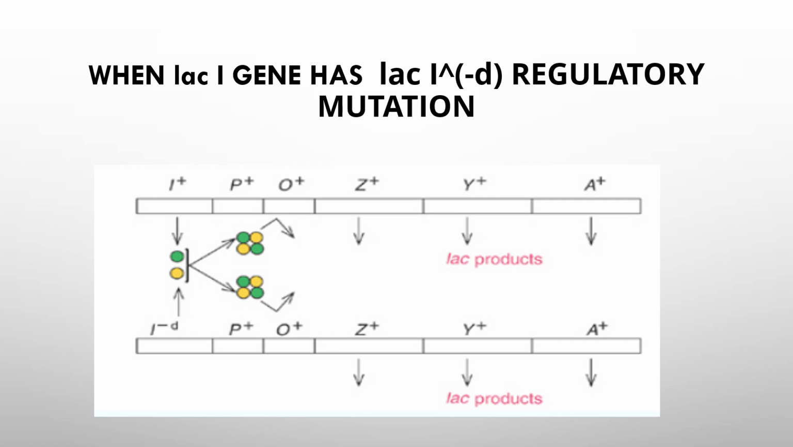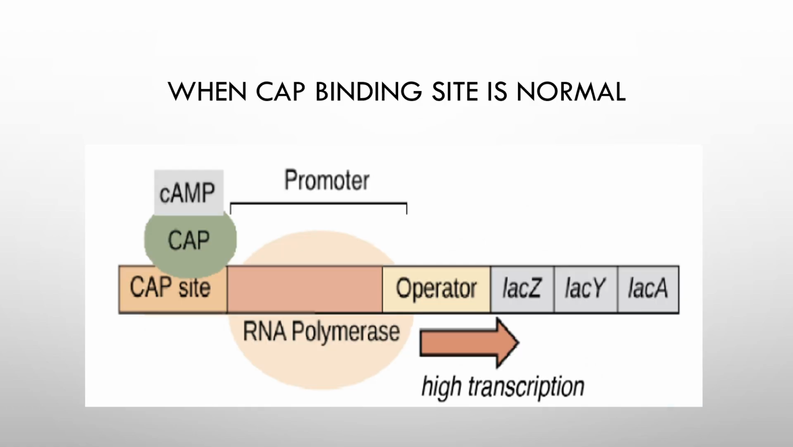Lac I gene, which is having lac I minus D mutation, produces such homotetrameric units which are defective and thus cannot bind the operator, and this is also the case where the transcription continues successfully and constitutively. The CAP binding site may also bear certain mutations, like if the CAP site which binds the CAP protein is mutated, then in that case CAP protein cannot bind and the transcription cannot happen.